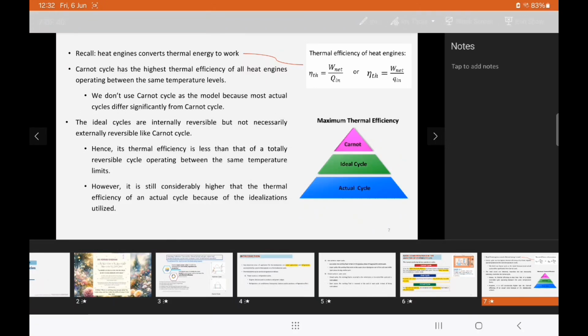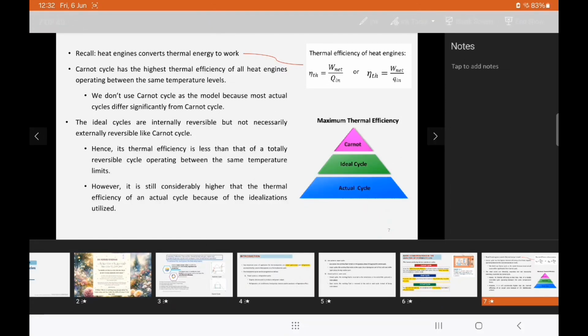The ideal cycles are internally reversible but not necessarily externally reversible like the Carnot cycle. Hence, their thermal efficiency is less than that of the Carnot cycle, but it is still considerably higher than the thermal efficiency of an actual cycle because of the idealizations utilized when we analyze ideal cycles.